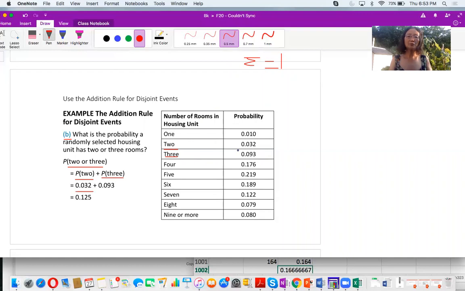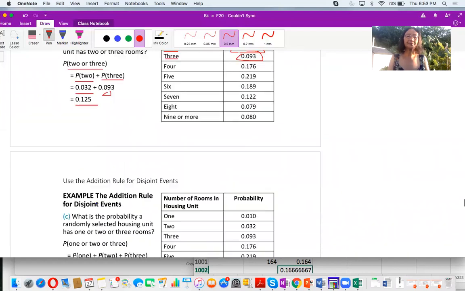Probability of 2 room 0.032. Probability of 3 room 0.093. You add them together. So that is the addition rule for disjoint events.